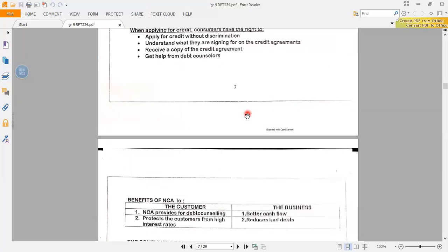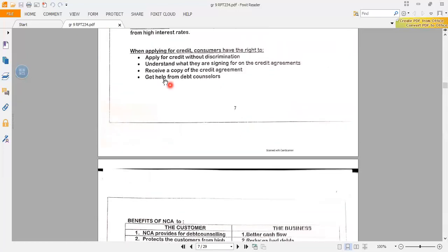Then they can get help from debt counselors. Who are debt counselors? These people are involved in counseling debtors, or people who have purchased on credit and who are finding it difficult to settle their commitment.